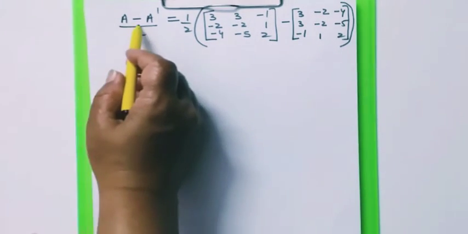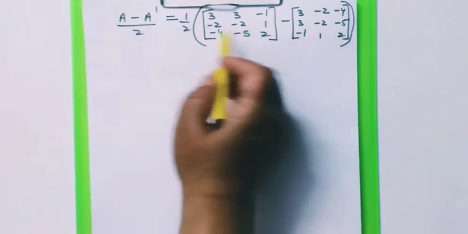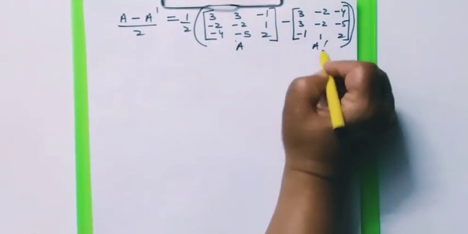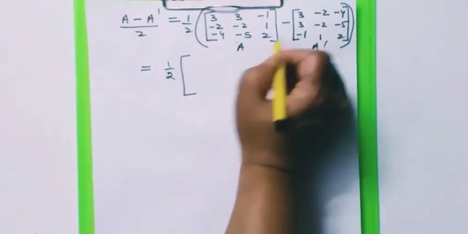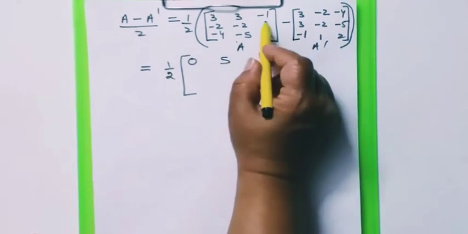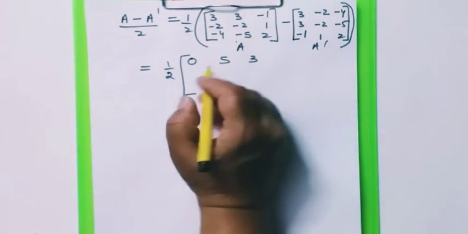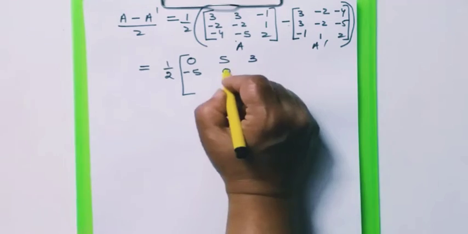Now we calculate A minus A transpose upon 2. So I divide the result by 2. This is matrix A and this is its transpose. Now I calculate and I get 3 minus 3 is 0. 3 minus minus 2, 3 plus 2 is 5. Minus 1 plus 4 is 3. Minus 2 minus 3 is minus 5. Minus 2 plus 2 is 0.